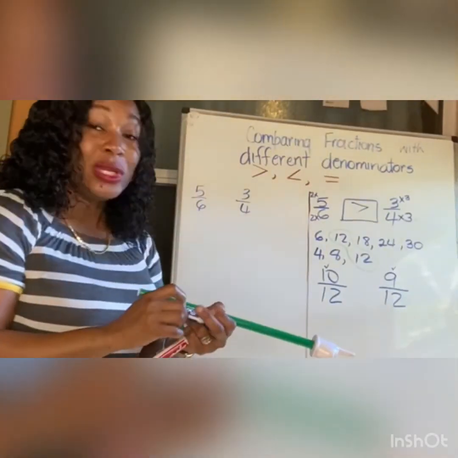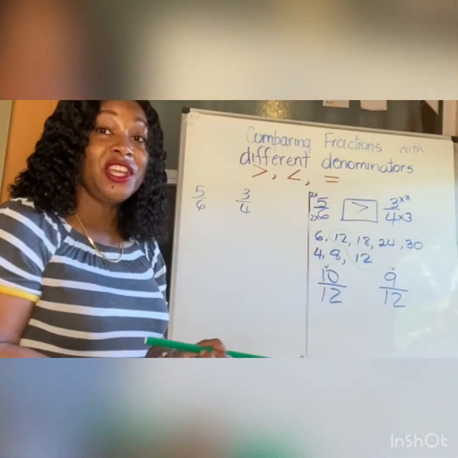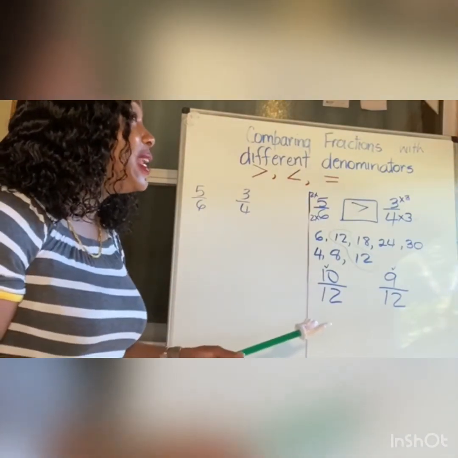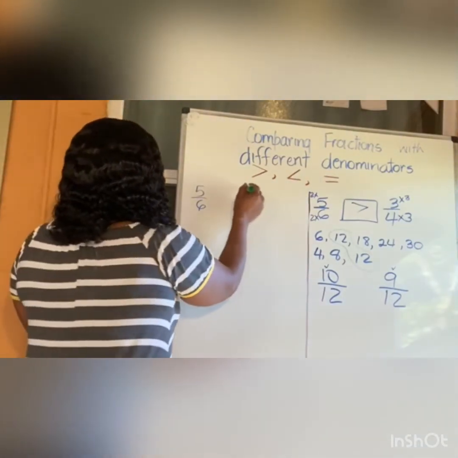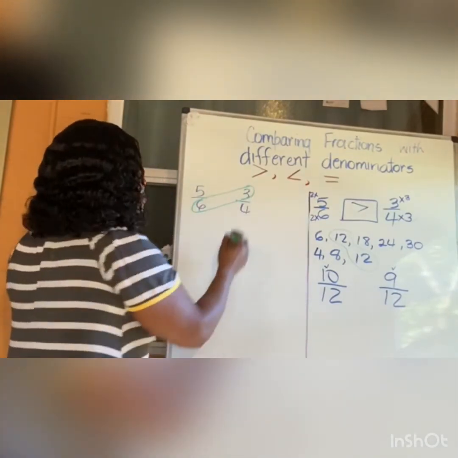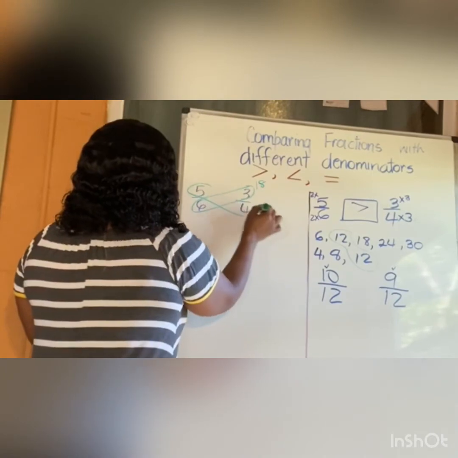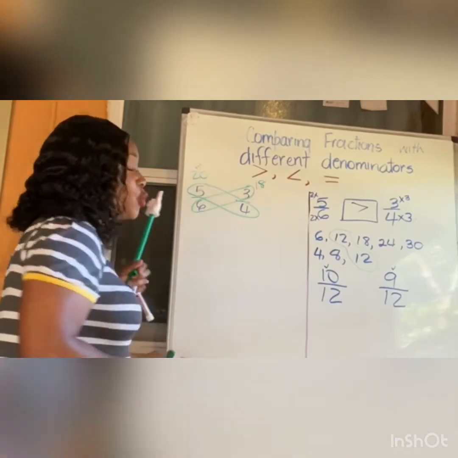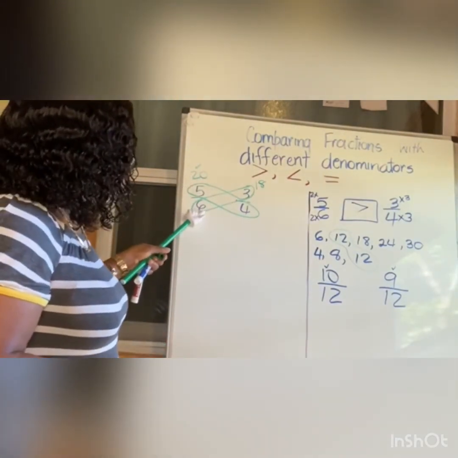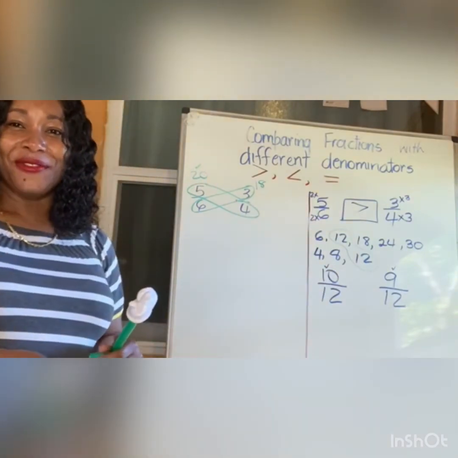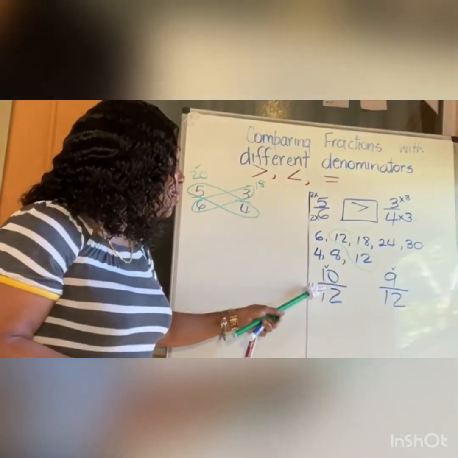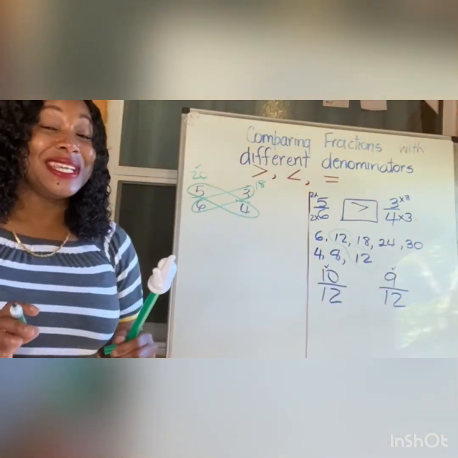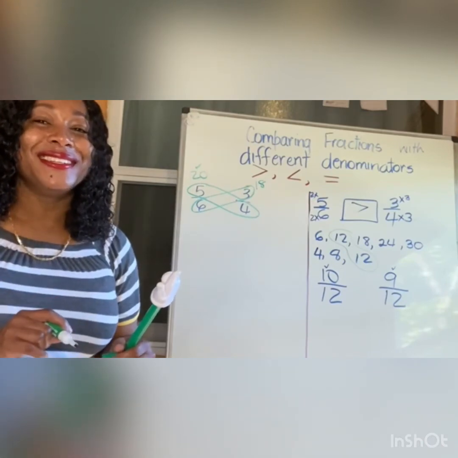All right, so if you did not want to rename them like I did over here, you could simply do the butterfly method too. So once you don't want to rename, go butterfly. So let's do the butterfly. So 6 times 3, that's 18, and 5 times 4, that's 20. So it's obvious the product 20 is greater. So 5/6 is definitely greater than 3/4. So guys, if you don't want to go through this process, simply do the butterfly method. But it's good to know every single step.